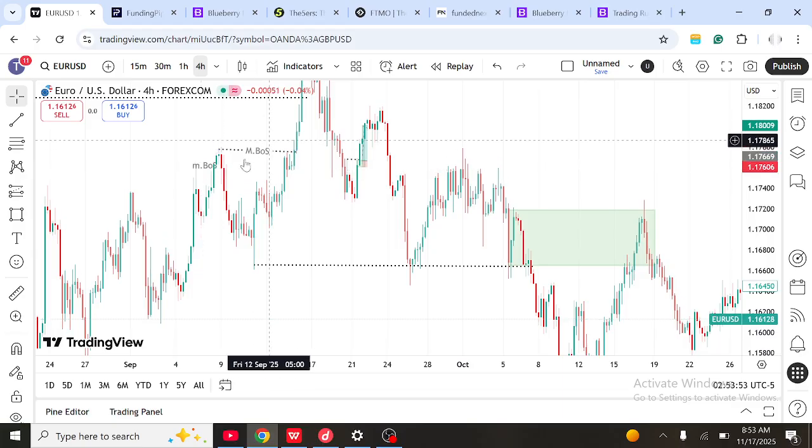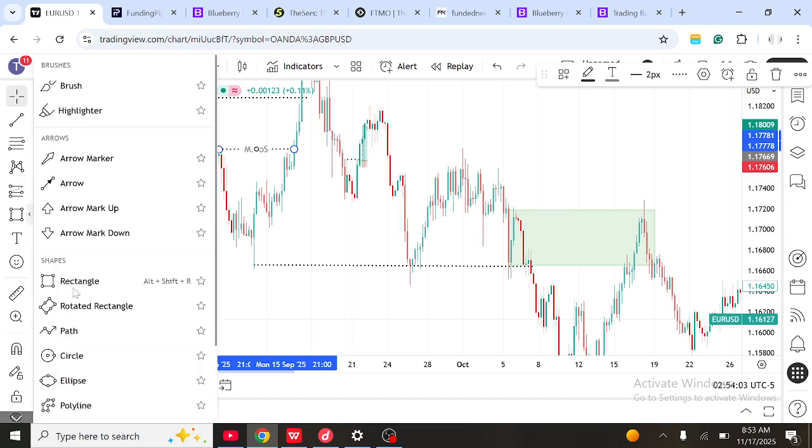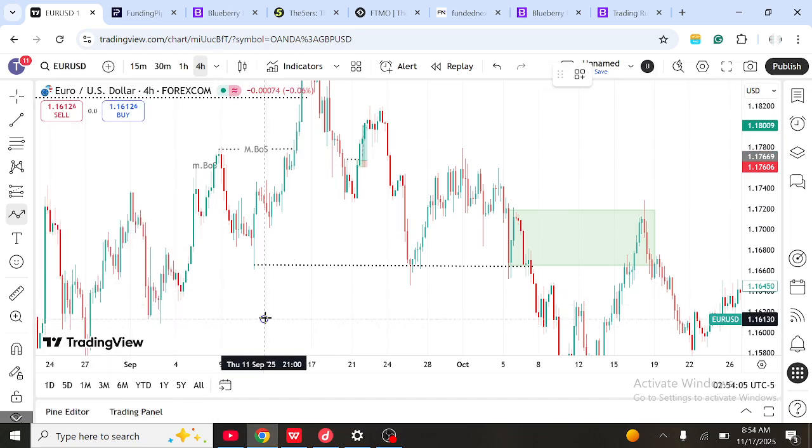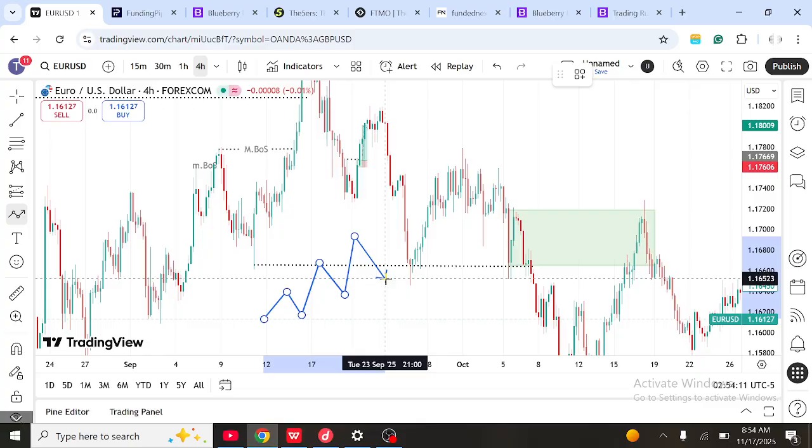My type A liquidity has both minor and major break of structure. Okay, there are basic break of structure in the market. Let me quickly show you the basic break of structure in the market. They are the things that you have seen on YouTube. These are basic break of structure in the market.